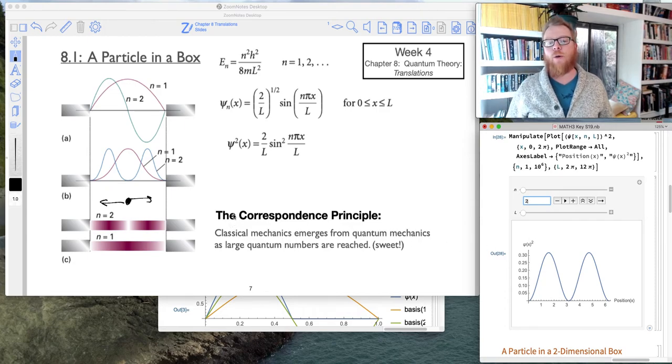So that is what we call the correspondence principle, which states that classical mechanics emerges from quantum mechanics as large quantum numbers are reached. Okay?